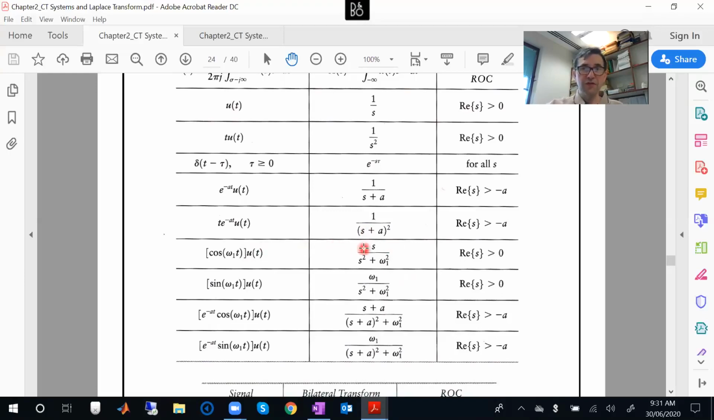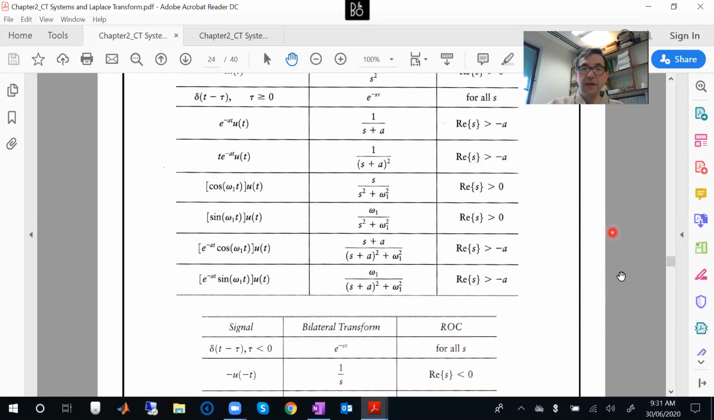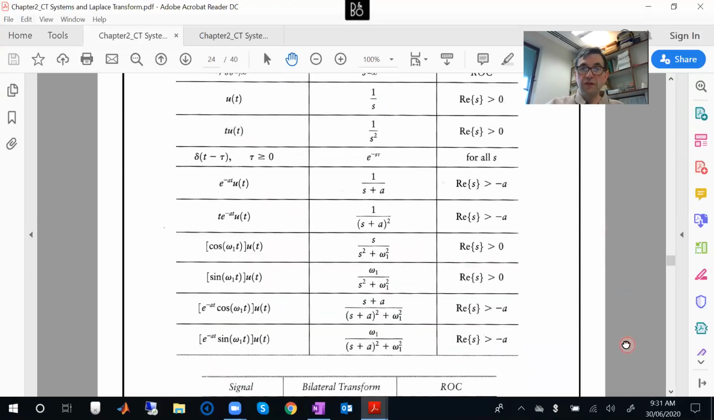I used to have the answer, I don't recall. I'll leave it for you as something to explore. But in the tables, you'll usually see it with the unit step effect. Now, these are all functions that exist for positive time.